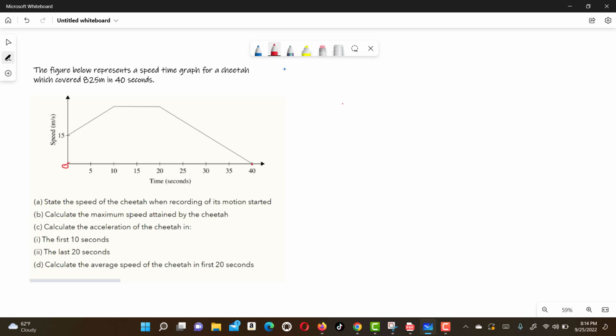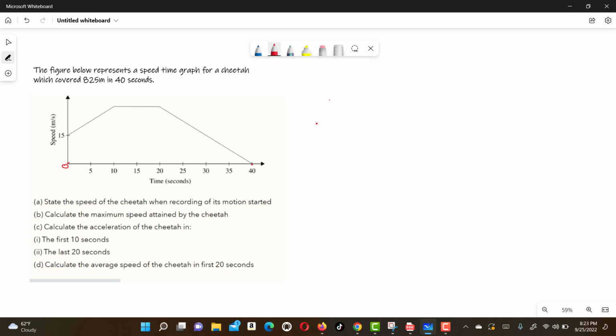And the speed here, you can read from the graph, because this graph has the horizontal and the vertical. In the vertical we have the speed in meters per second, and in the horizontal we have time in seconds. So at t equals 0, the speed is equal to 15 meters per second. The next question is the maximum speed attained by the cheetah.